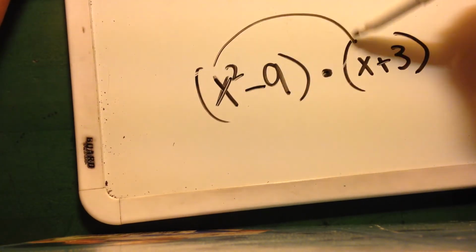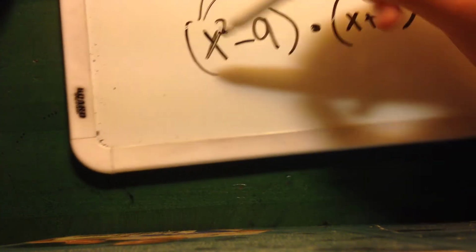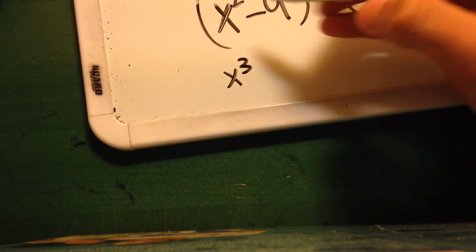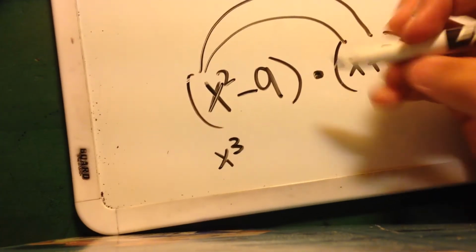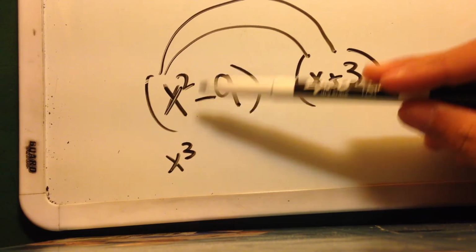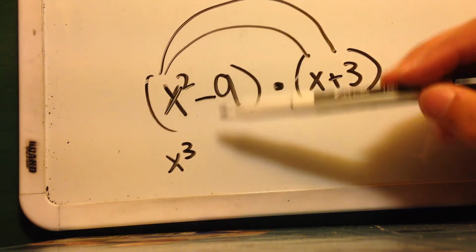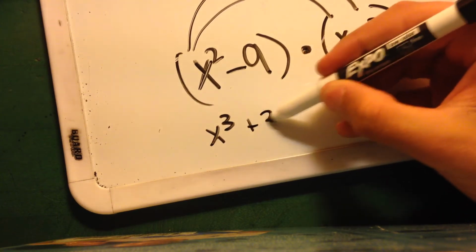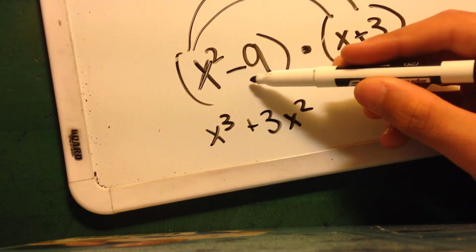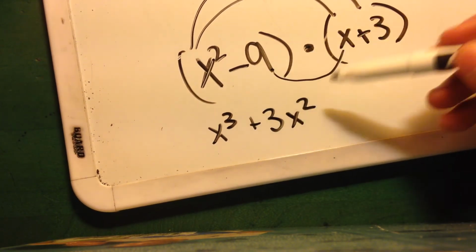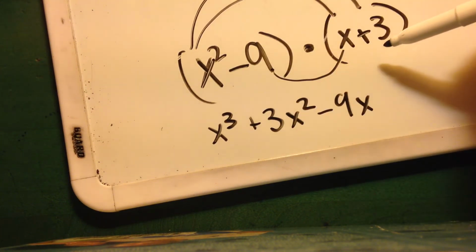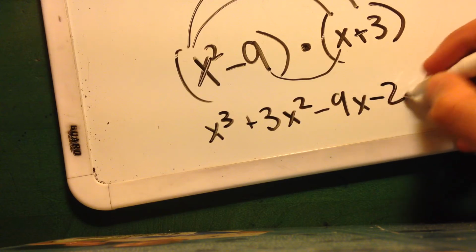And we could just do the distributive property or FOIL. So x squared times x is x to the third. X squared times 3 is 3x squared, so plus 3x squared. Negative 9 times x is negative 9x. Negative 9 times 3 is negative 27.